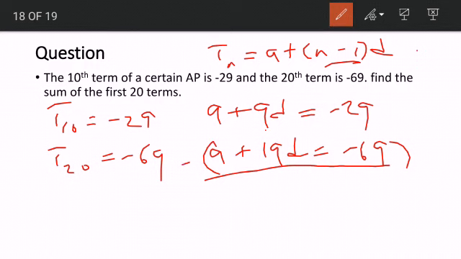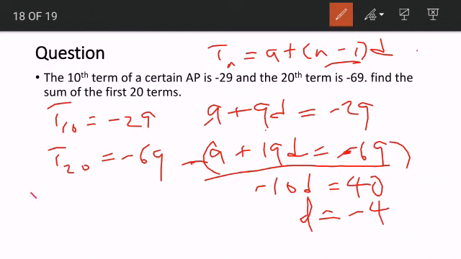If we subtract equation 2 from equation 1, a minus a is 0. Okay, 9d minus 19d is going to give us minus 10d. Then minus 29 minus minus 69 is going to give us 40. Okay, remember this minus here and this is plus. So minus 29 plus 69 is 40. So we get our common difference here to be minus 4.